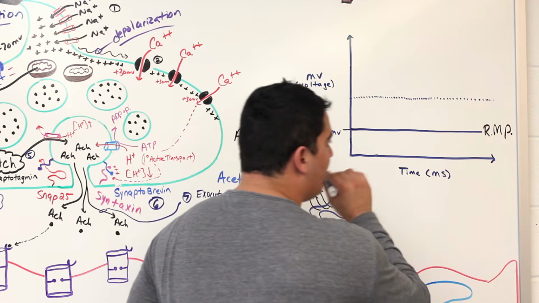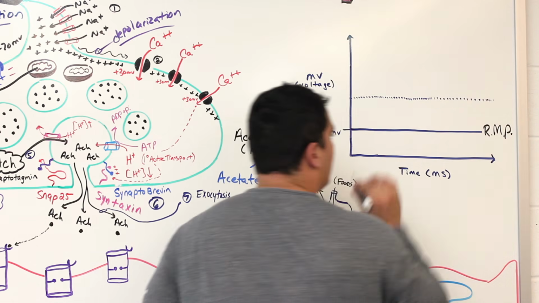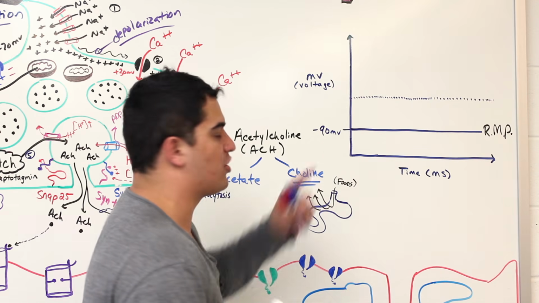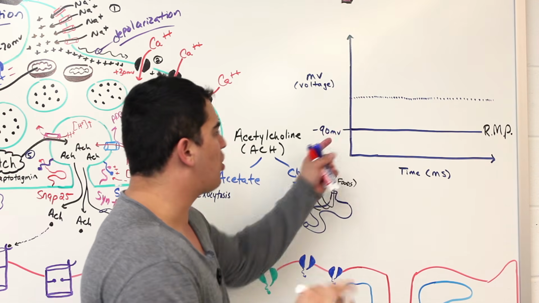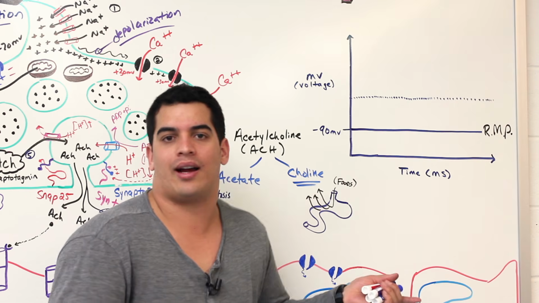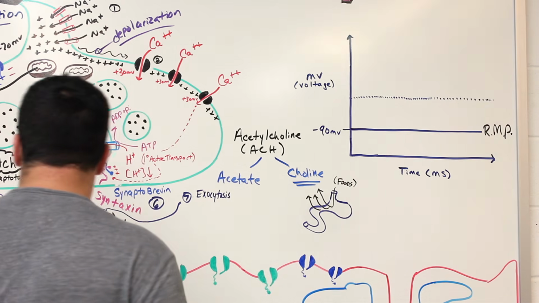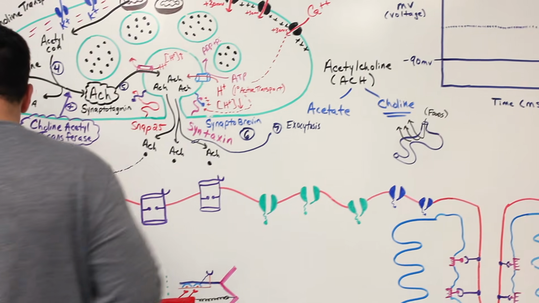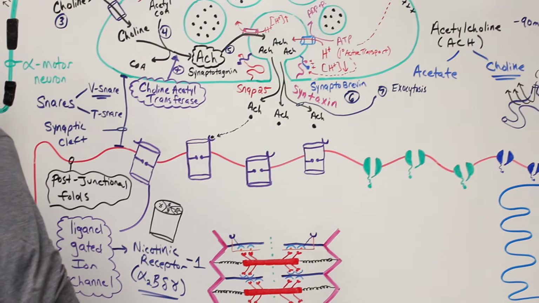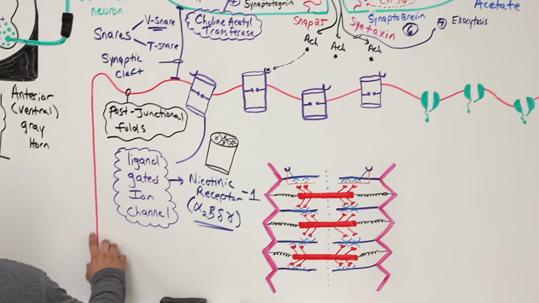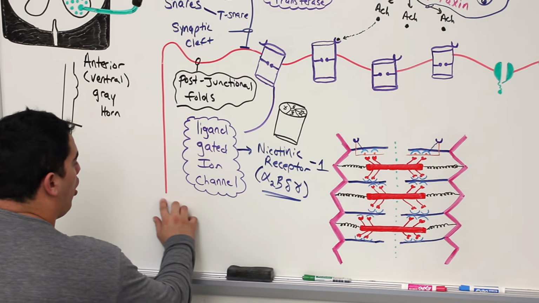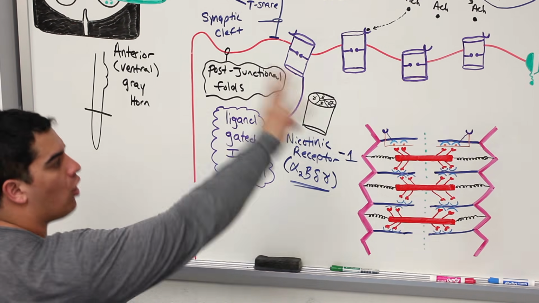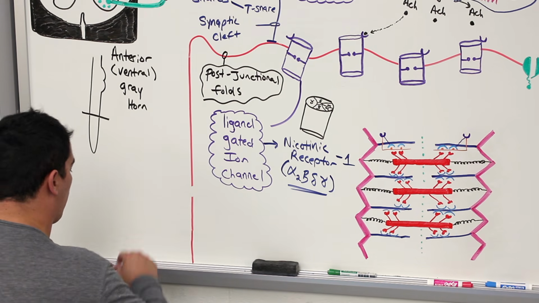Now, I'm going to talk briefly about what's helping to maintain this resting membrane potential, because for me to just mention it and not go over it, it's not going to help you guys. I want to explain it a little bit more. So let me come over to this side. I'm going to look at one point on the muscle cell membrane.